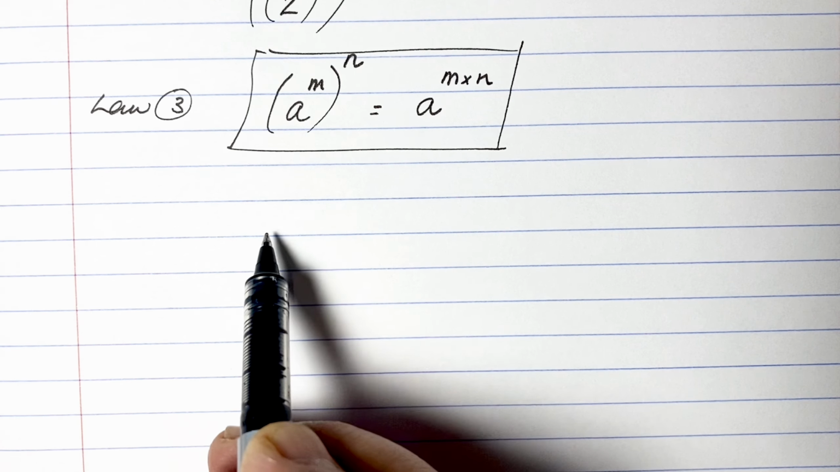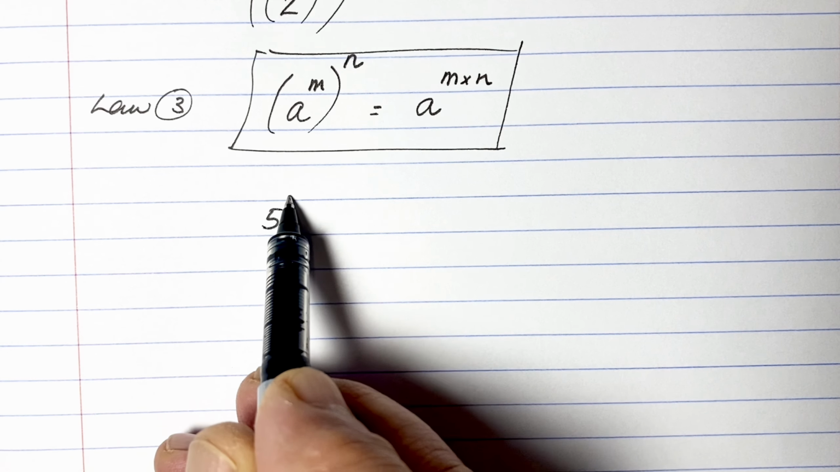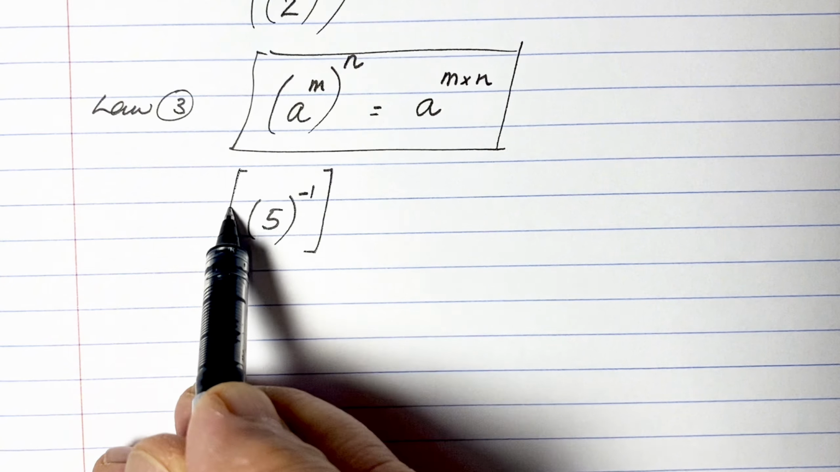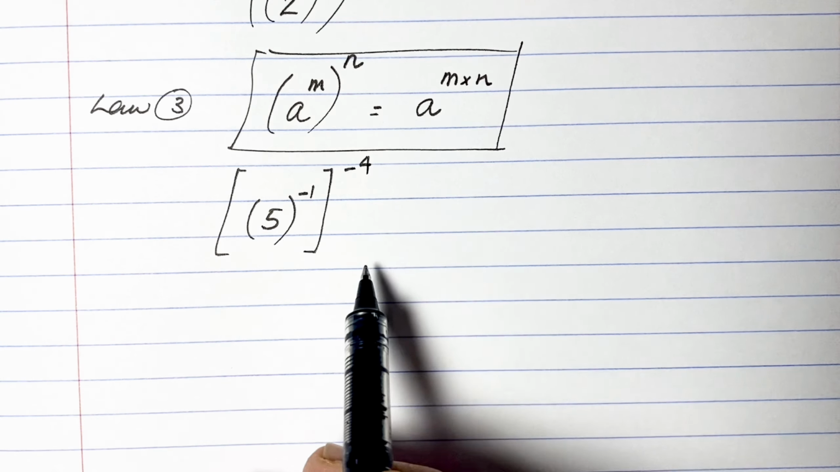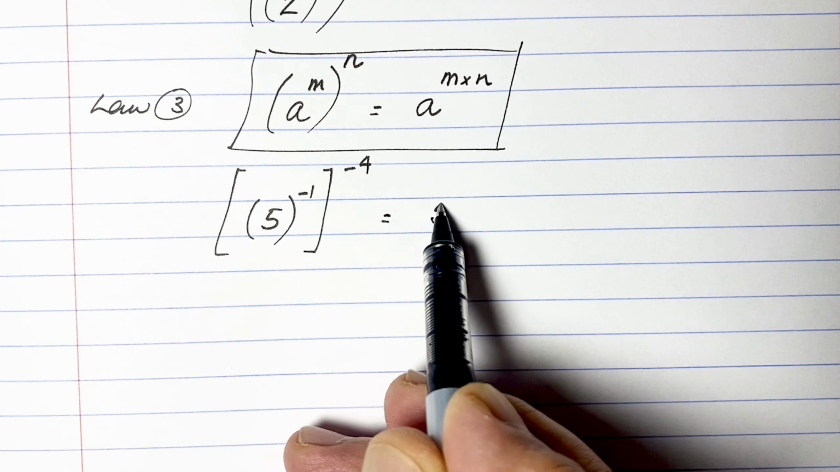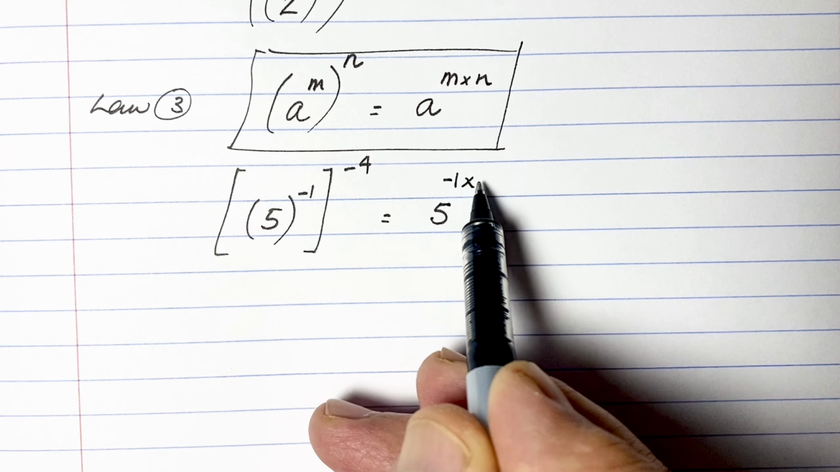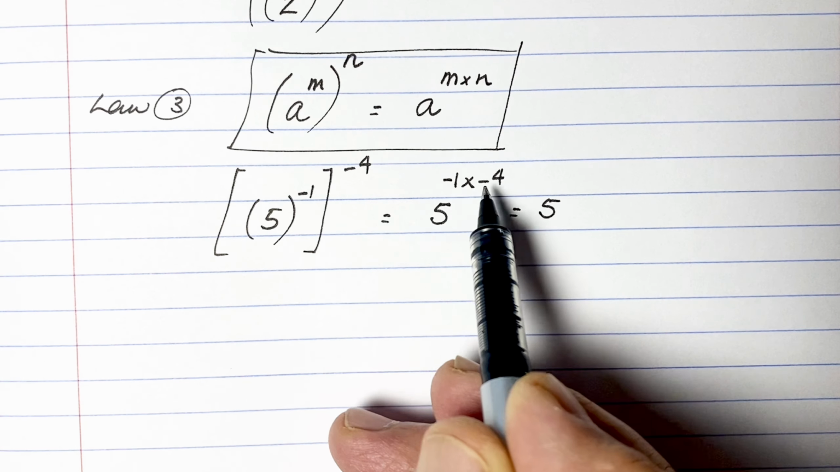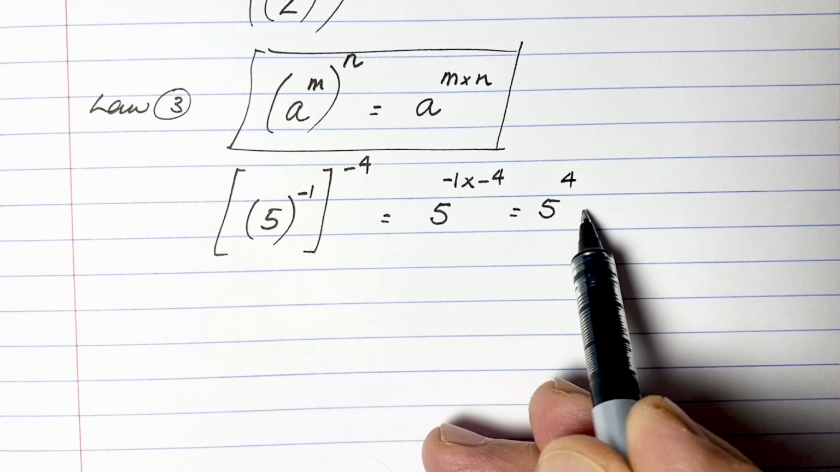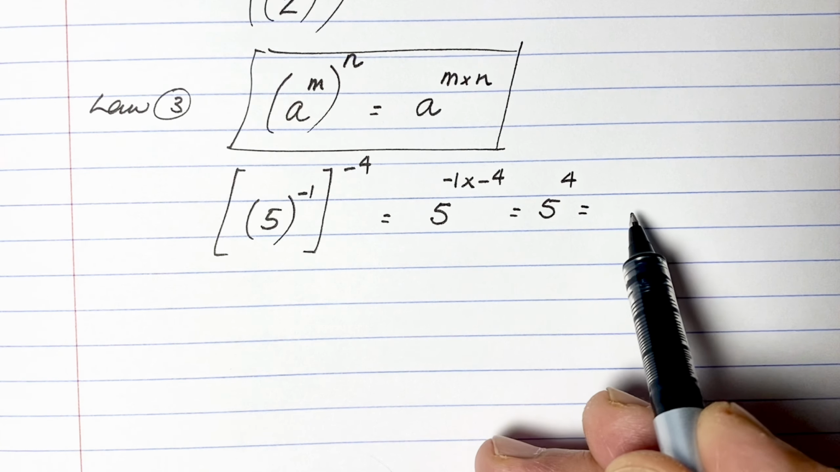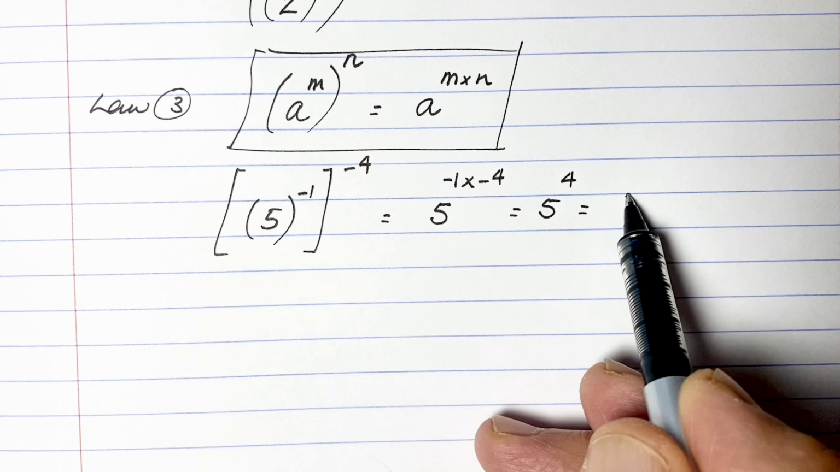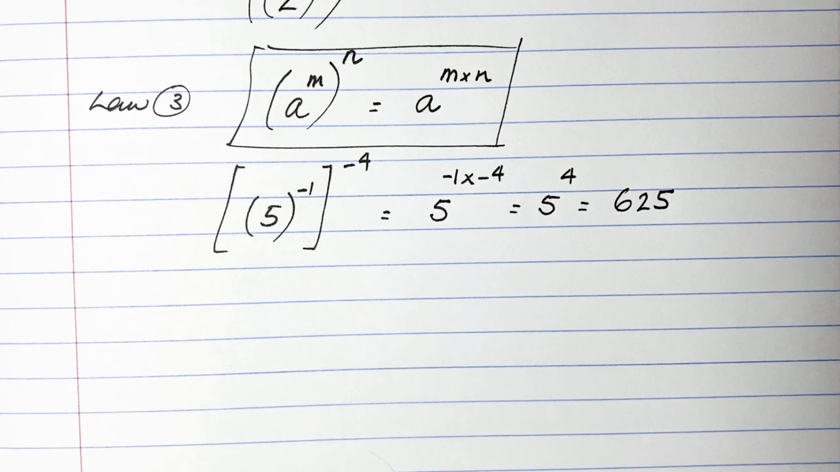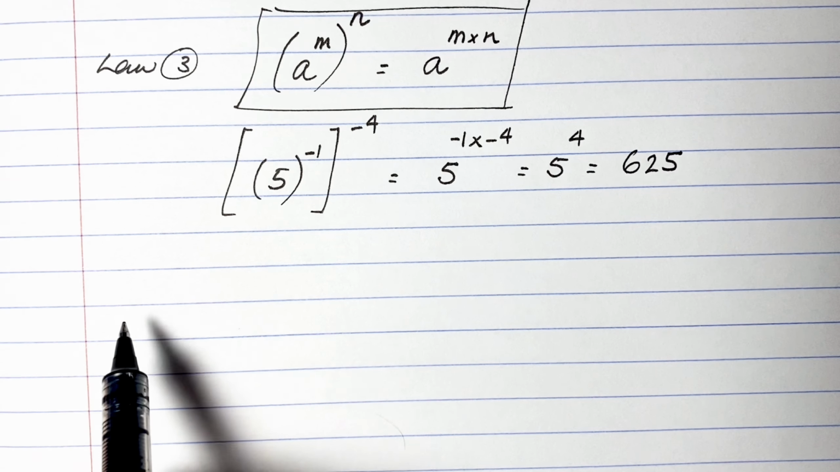More examples. Say my base is 5. It reaches minus 1. Then it reaches minus 4. So you write the base and you multiply the powers. So 5 to the power of minus 1 times 4 is minus 4. And 5 to the power of minus 4 is 1 over 5 times 5 times 5 times 5, which is 1 over 625 if you work it out. Now, let me take you to law number 4.